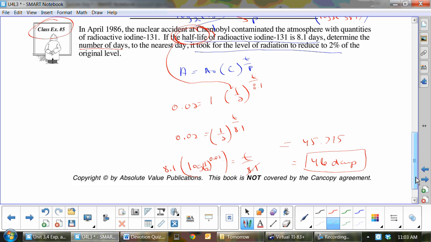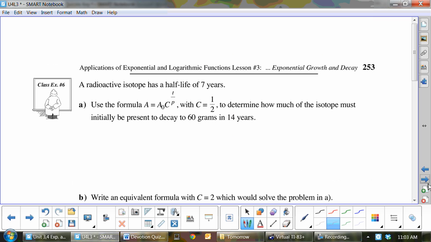Okay, next one, I just quickly want to set up the formula. A radioactive isotope has a half-life of 7 years. That's these two things. Everyone see that? It just gave me the C and the P. Half-life of 7 years. So I read it, I write it. C is the half. Determine how much of the isotope must be present to decay to 60 grams in 14 years.